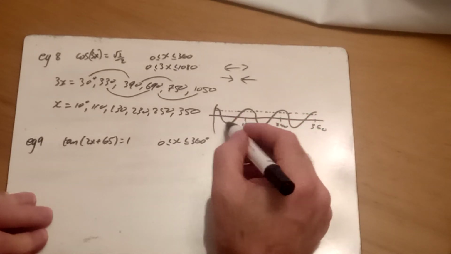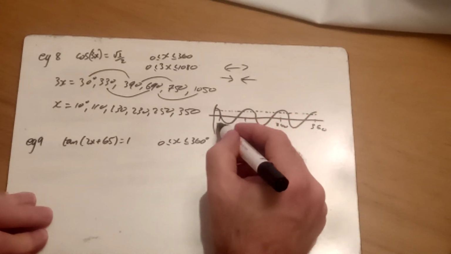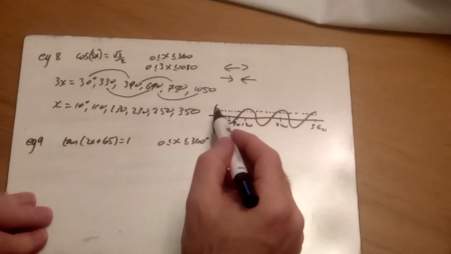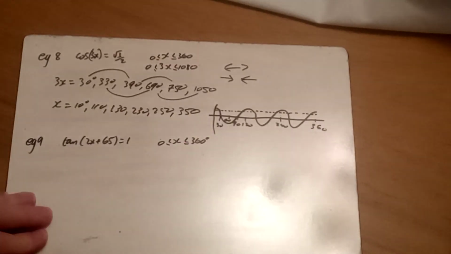Each one of these, 1, 2, 3, 4, is going to be 30, 60, 90, and so on. So you can hopefully see why I've got the answers that I've got there.